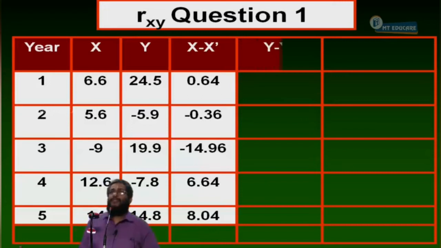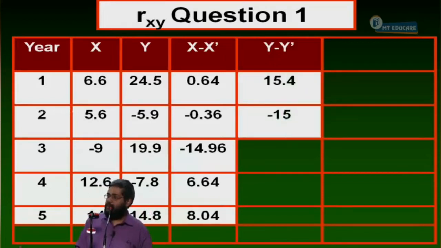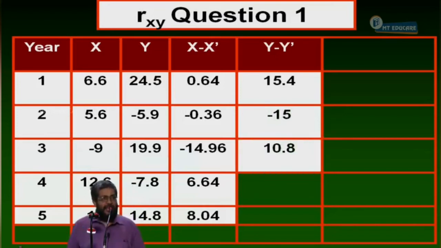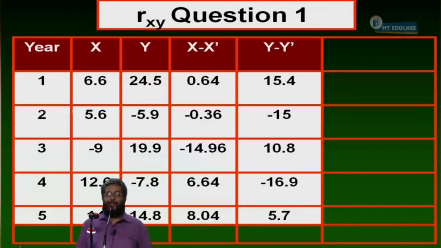Next, Y minus Y bar. We had calculated it. Please tell me the numbers from the same problem, question number 1: 15.4, minus 15, 10.8, minus 16.9, 5.7. Can you guess what is the next column I'm going to have? X minus X bar into Y minus Y bar.